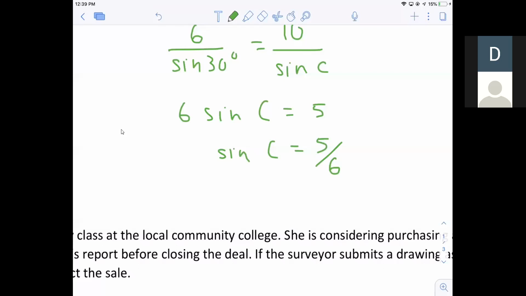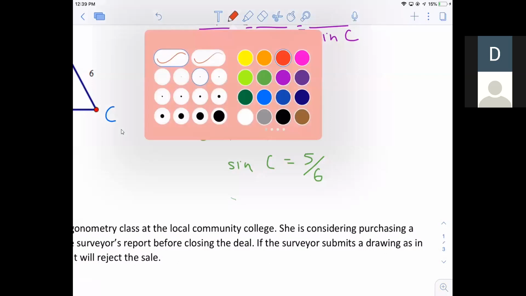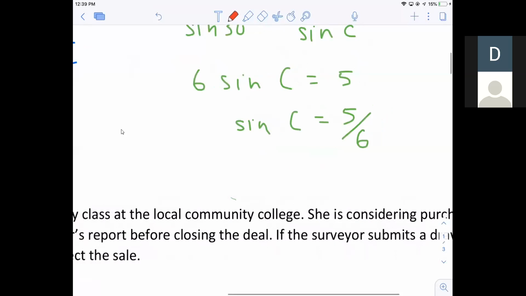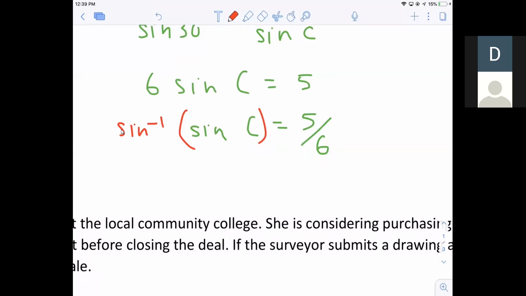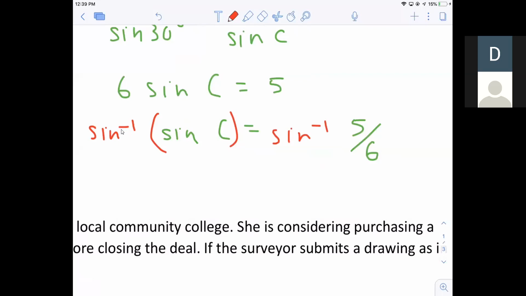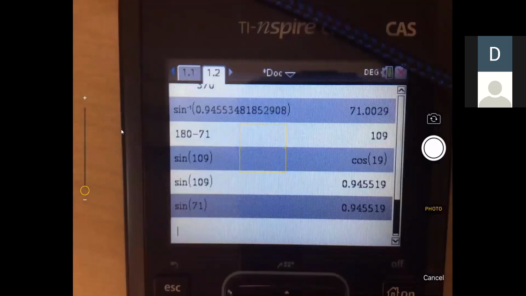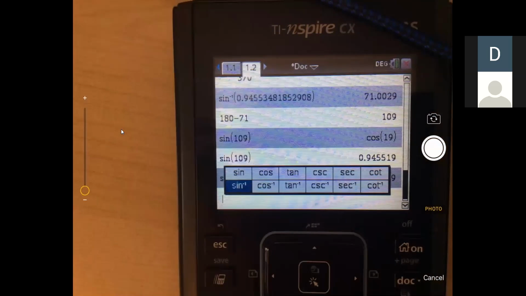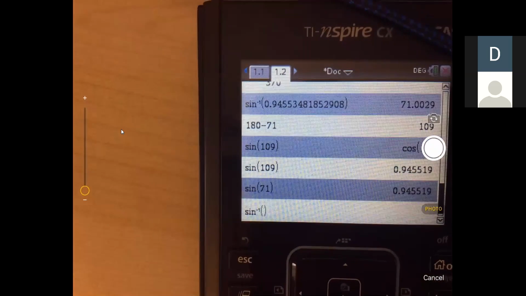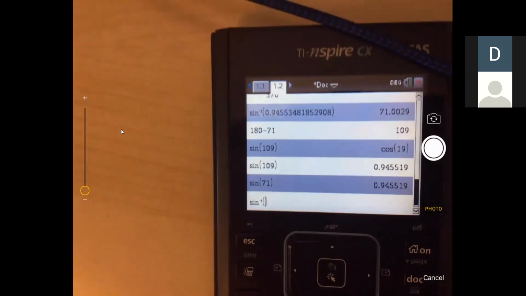Now to find the measurement of angle C, as I showed you in the last lesson, we're going to use inverse trig. So we have to take the inverse sine of both sides. I'm hoping you all know how to do this on your calculator. I want to show you using my camera what this looks like. We're going to do trig, the inverse sine of 5/6.